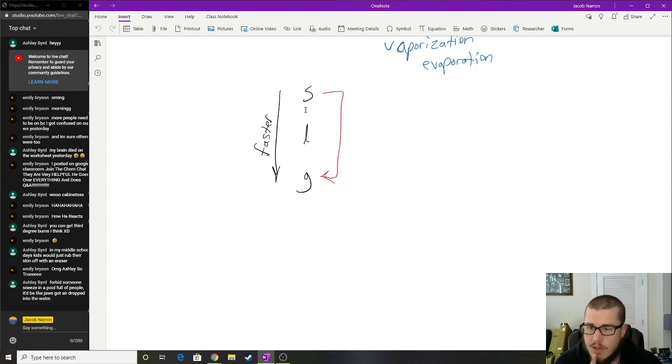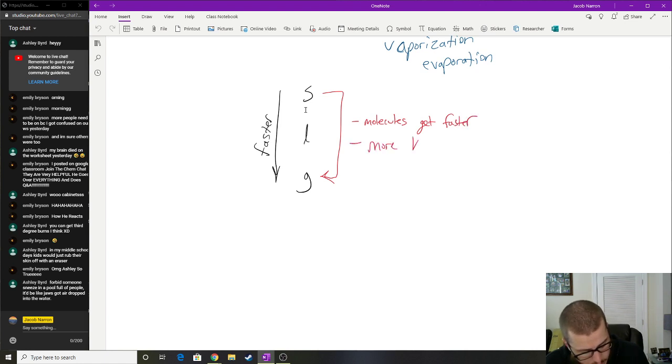And you've got to ask yourself a couple of questions. So if you're going from solid to gas, obviously we know this is sublimation because I just told it to you. But think about what's happening to the molecules. If the molecules are getting faster, that means they're getting more kinetic energy. And if they're getting more kinetic energy, where's that kinetic energy coming from?